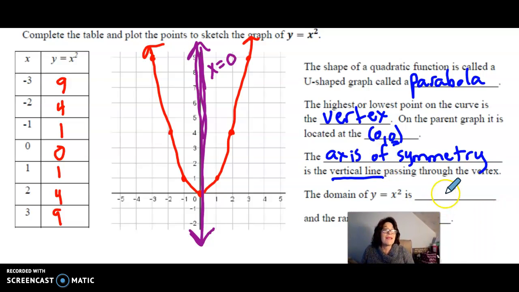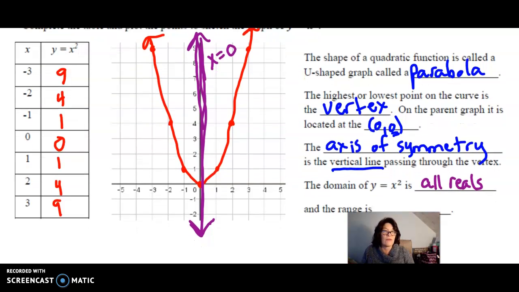Okay, the domain, guys, it's always all reals. You can square any number. I'm not dividing by x. I'm not putting x under a square root. The domain of y equals x squared is all reals, no matter what you do to it, okay?